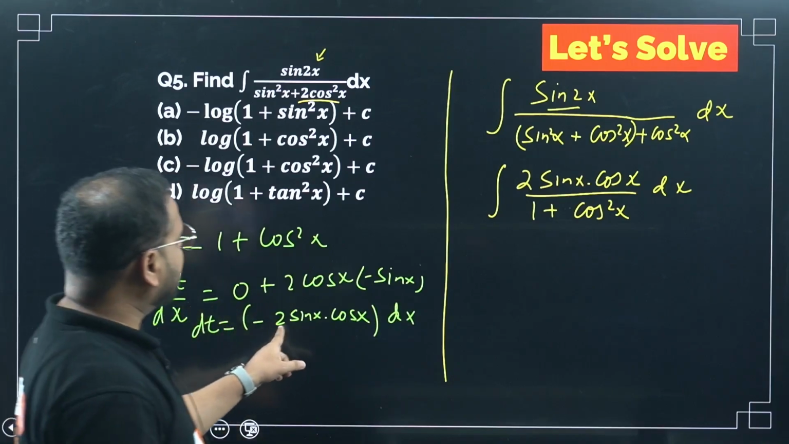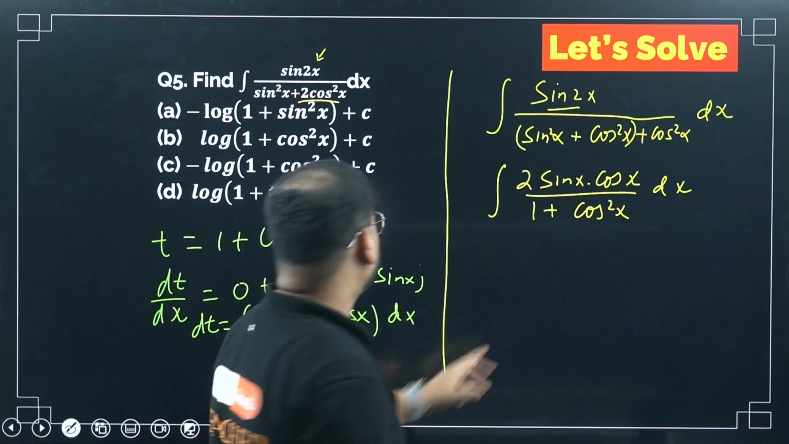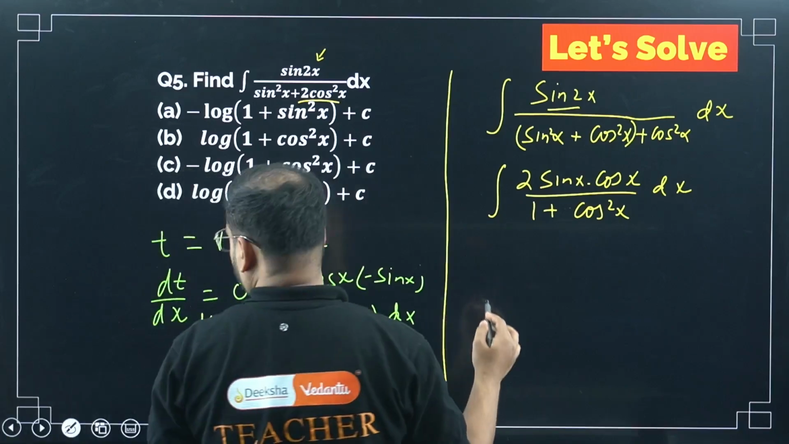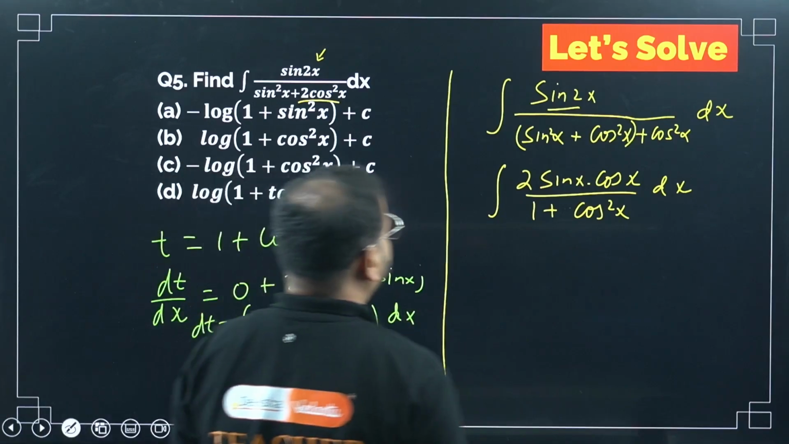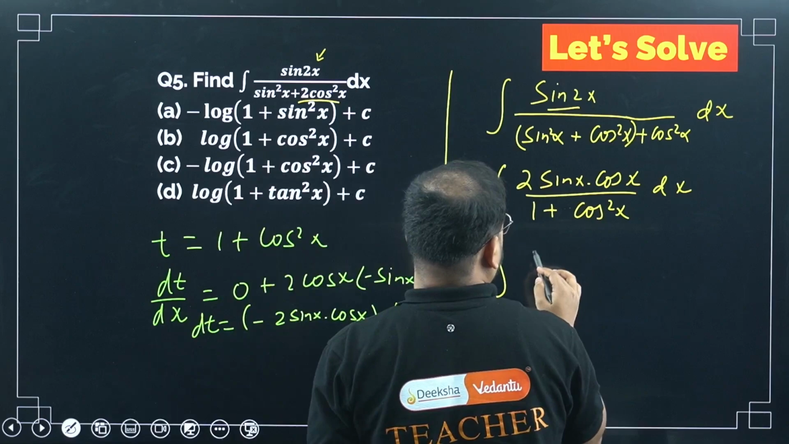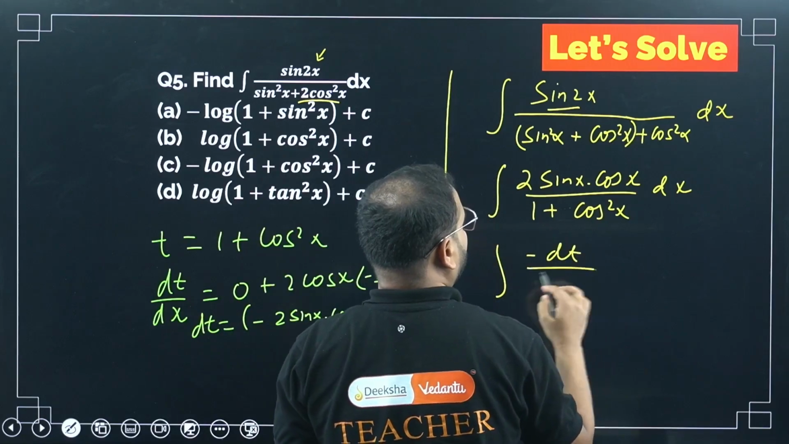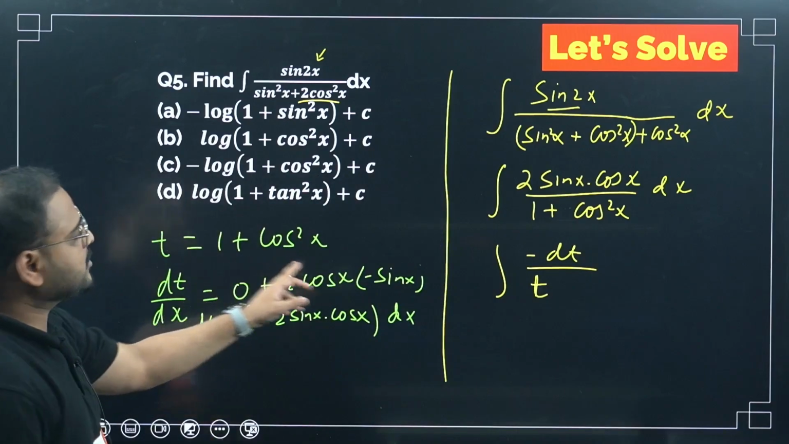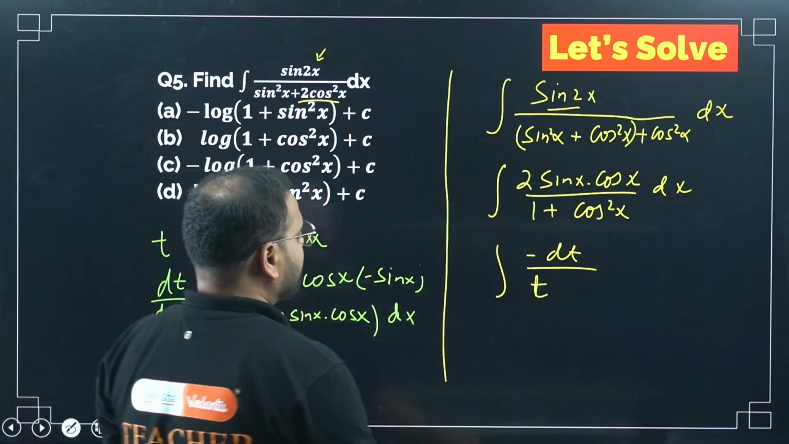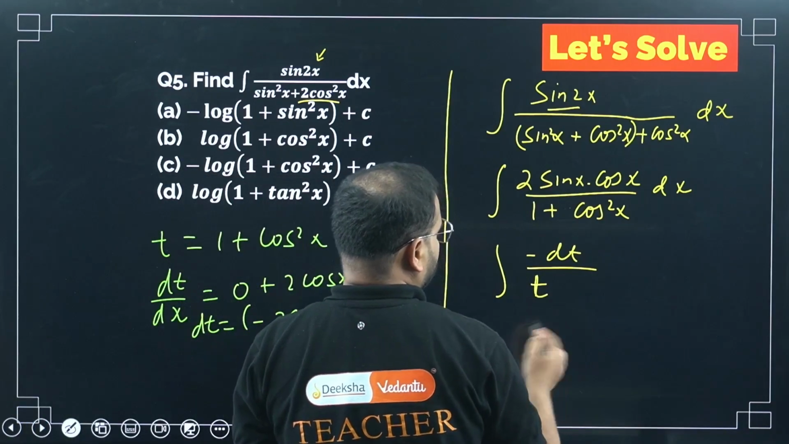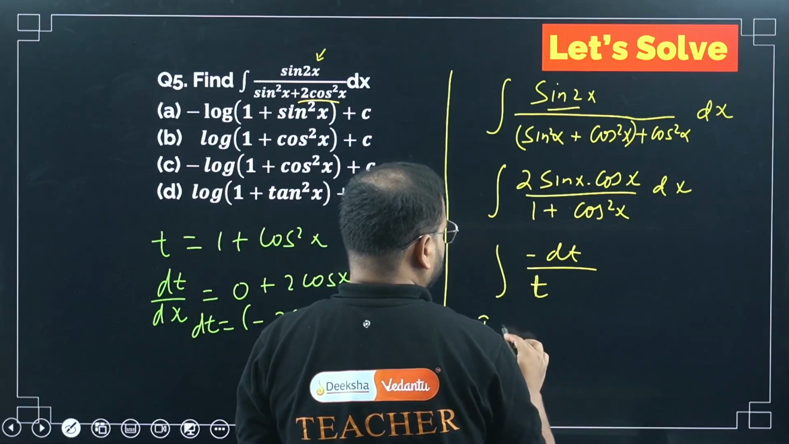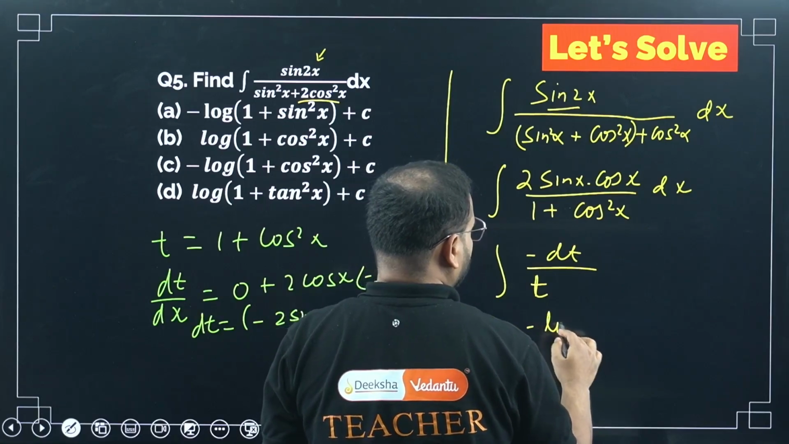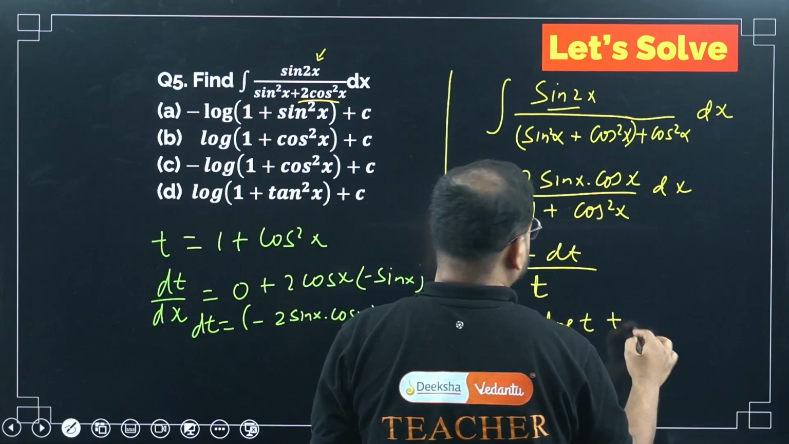So do I have this? 2 sin x cos x is there. So I can replace this by minus dt. So this will become what? Please check. Integration of minus dt upon t, right? We have taken 1 plus cos square x as t. So this will become simply I equals minus log of t plus c.